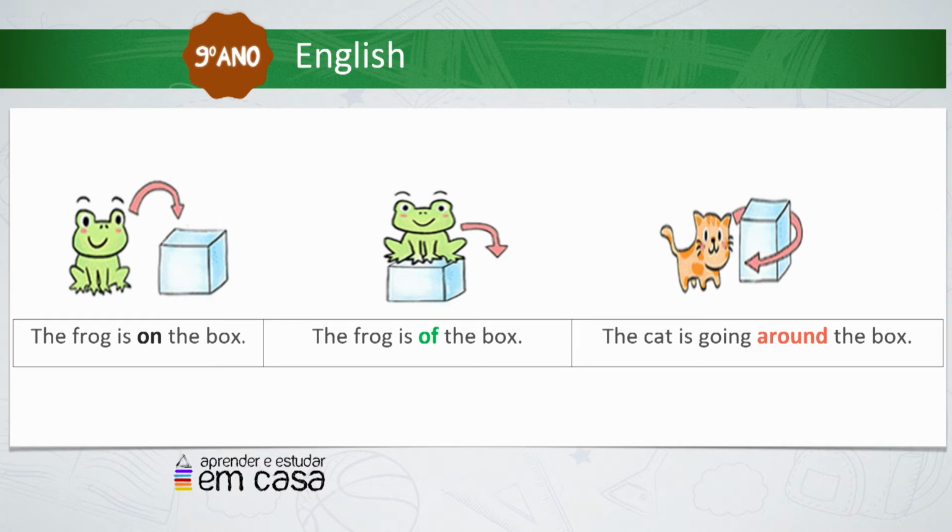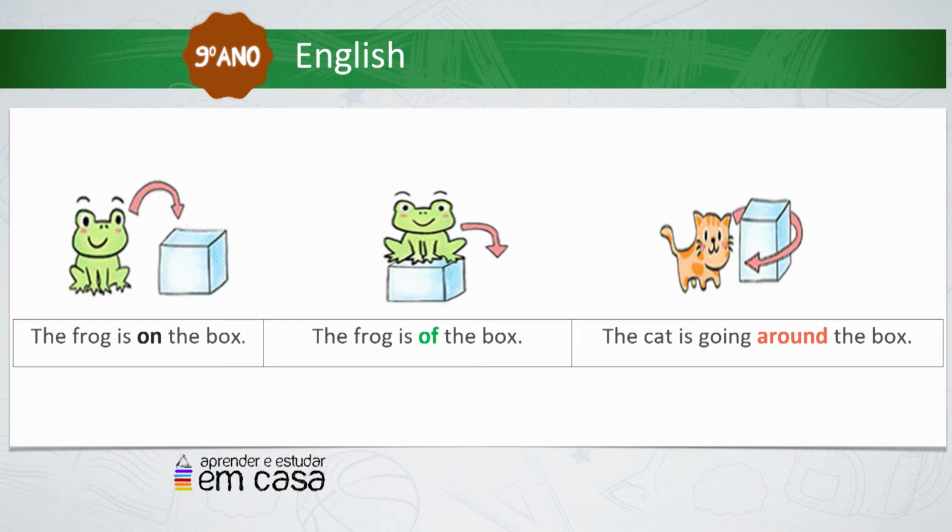So, like in the first picture, you have the same frog, the same box, but different movements. In the first movement, you have on, and in the second movement, you have off. Pay attention to the arrows that show you the movement. In the last picture, you have a cat, it's a different animal, the same box, and also a different movement. Once again, look at the movement that the arrow is doing.